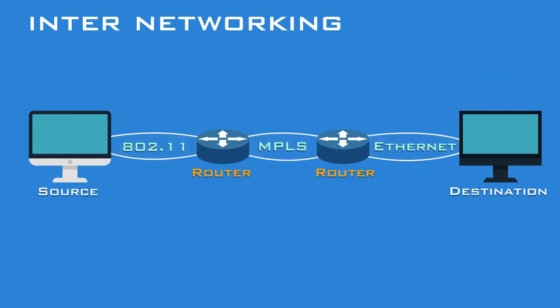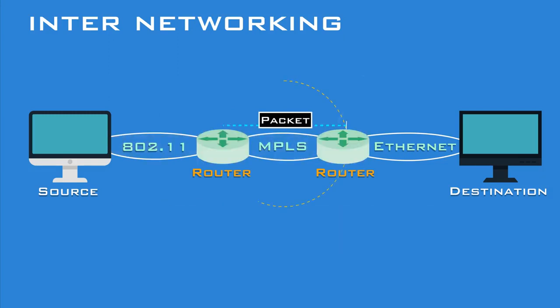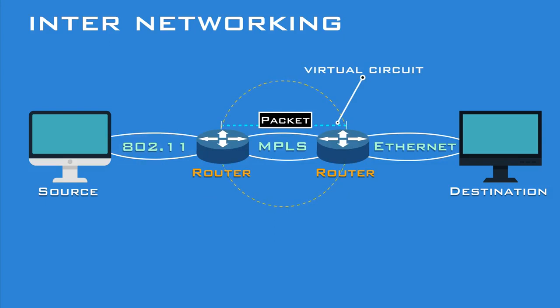The packet is initially transmitted from the 802.11 network to an MPLS network. 802.11 provides a connectionless service, but MPLS provides a connection-oriented service. So, a virtual circuit must be set up to cross that network. Once the packet has traveled along the virtual circuit, it will reach the Ethernet network.